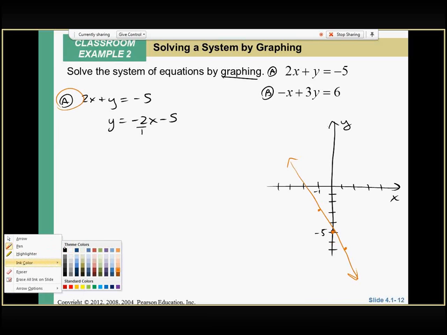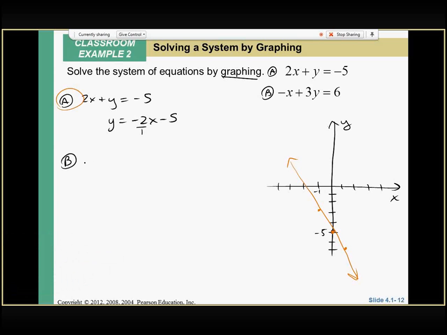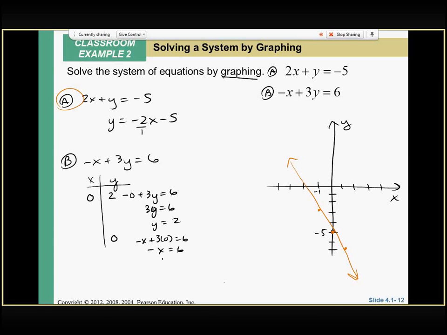Okay, equation B is -x plus 3y is equal to 6. Well, I'm going to graph this a little bit differently. Let me do t-charts. So let's say I put 0 in for x. -0 plus 3y is equal to 6. 3y is equal to 6. y is equal to 2. So why don't I point to (0, 2)? Well, let's put 0 in for y. So you have -x plus 3 times 0 is equal to 6. -x equals 6, or x equals -6.